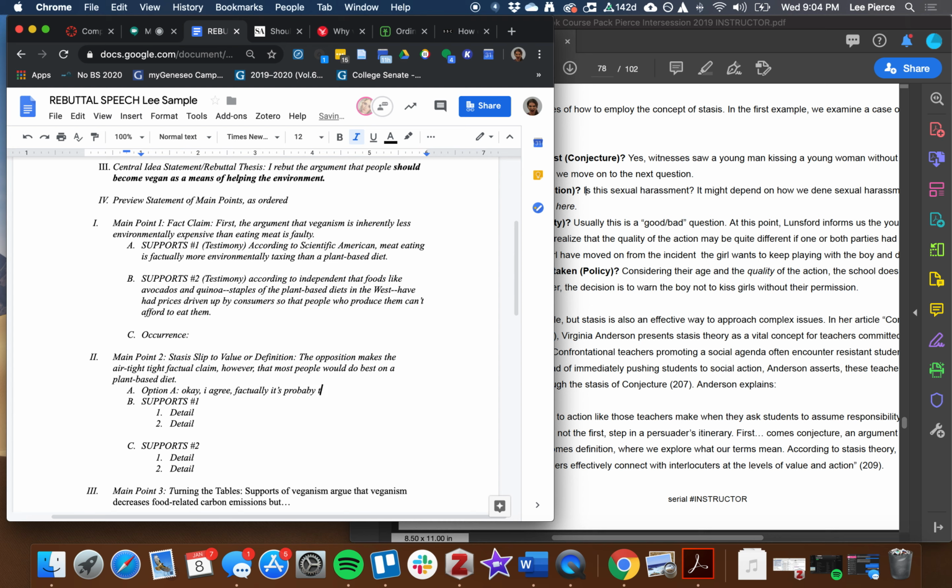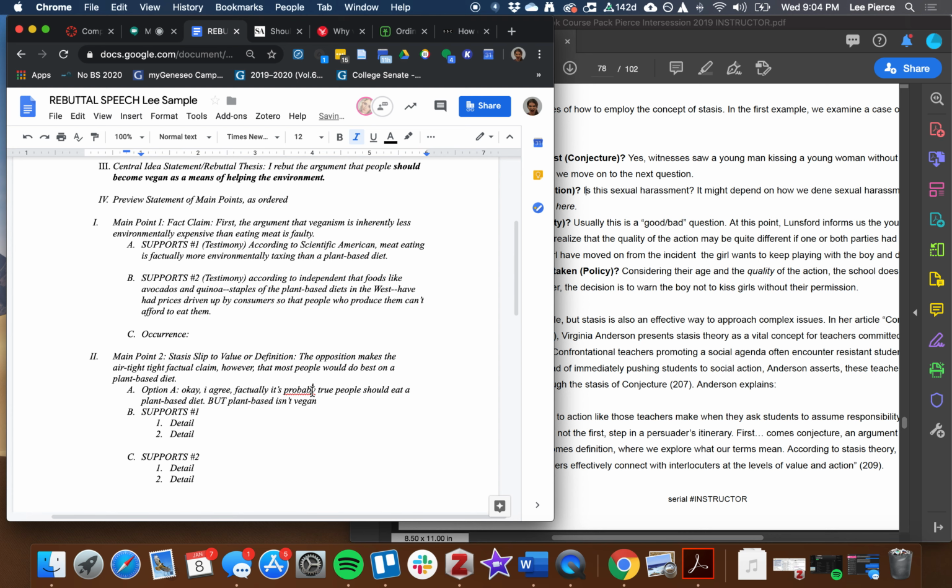Option A would be like, okay, I agree factually. It's probably true. People should eat a plant-based diet. But, okay, and then if we want to slip to definition, we might say plant-based isn't vegan, right? So for veganism, vegans will try to use the phrase plant-based as coincidental with veganism. Because every time somebody publishes a study that's like, plant-based diets are good for you, vegans are like, see, plant-based diets are good for you. But plant-based isn't vegan. And then you would need to find your evidence to support that.